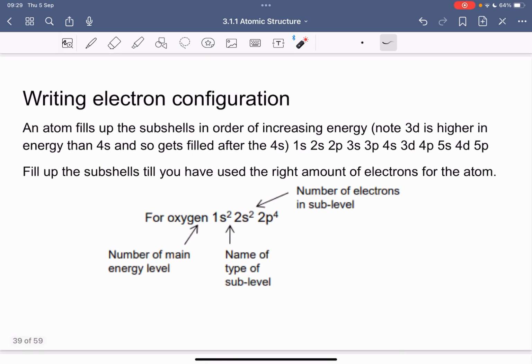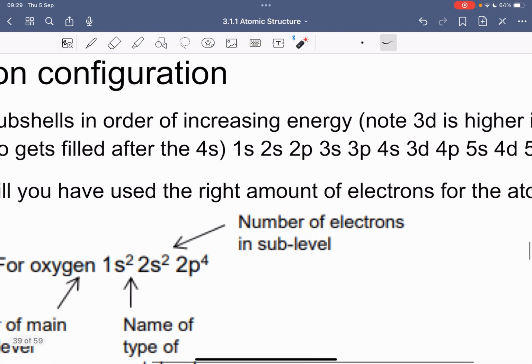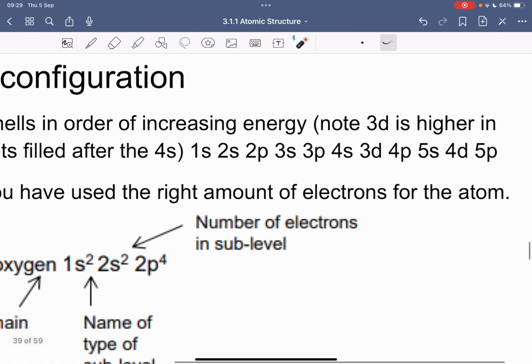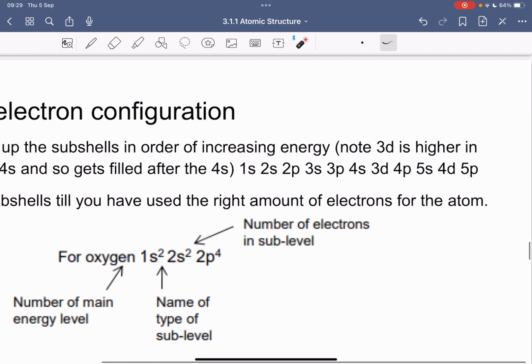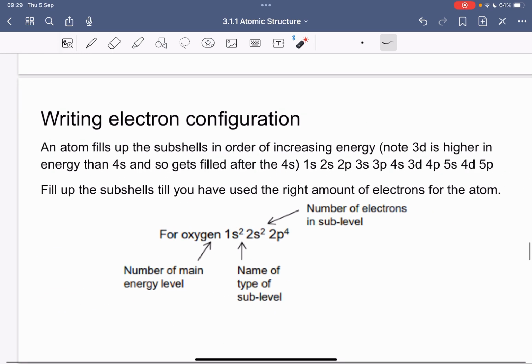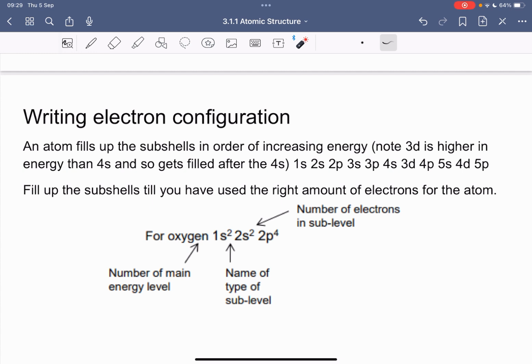An atom fills up the subshells in order of increasing energy. Note that 3d is higher in energy than 4s, and so gets filled after 4s. So this is the order of the energies: 1s, then 2s, then 2p, then 3s, then 3p, 4s, and then 3d, 4p, and so on. We don't really need to know much after this. You fill up the subshells until you have used the right number of electrons for the atom.